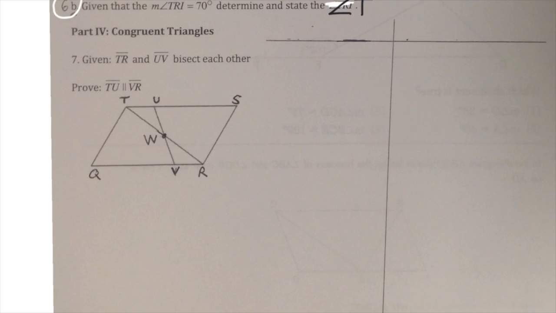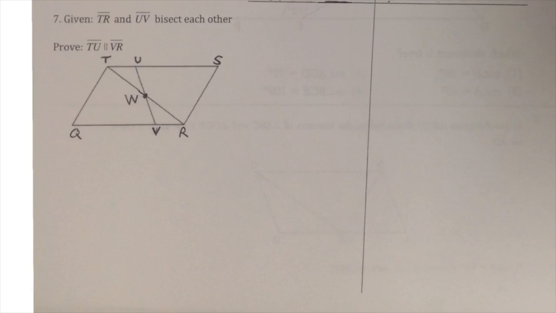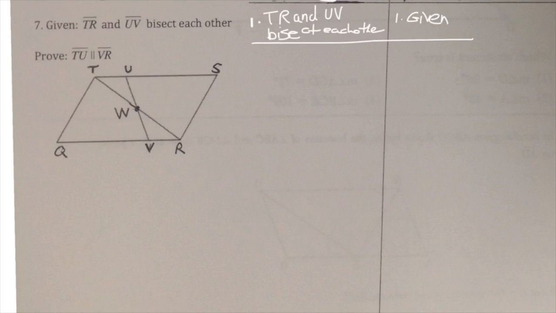Okay, on to the last question on this page, question 7. So it's another proof with the statements and the reasons. So I wrote down the givens, and now I'll mark it in the picture that says that TR and UV bisect each other. So these segments are the same, these segments are the same. I'm trying to prove that TU and VR are parallel to each other.